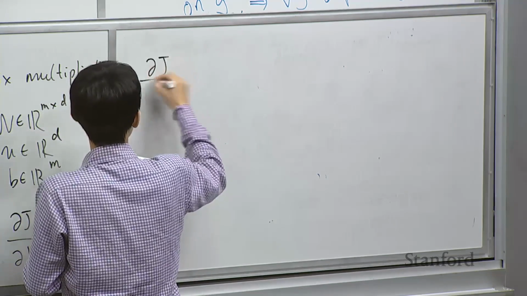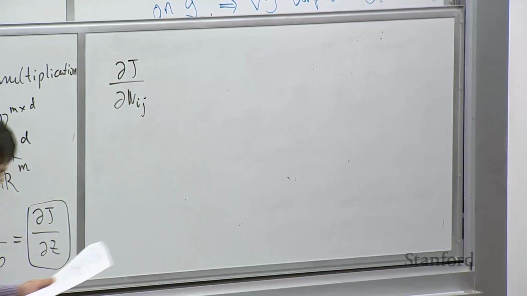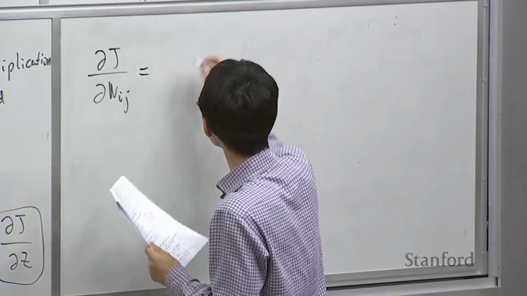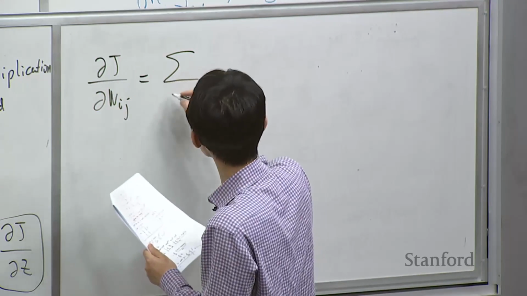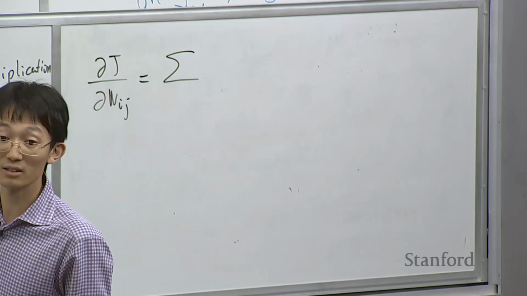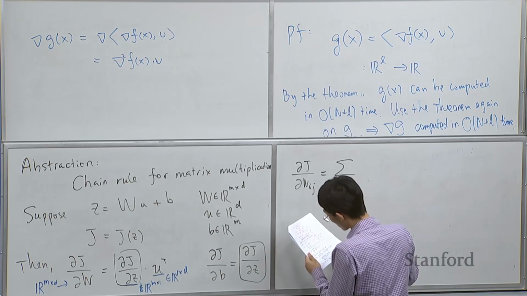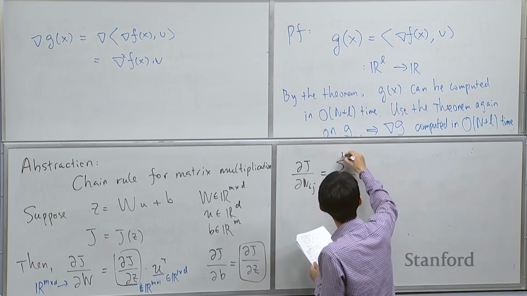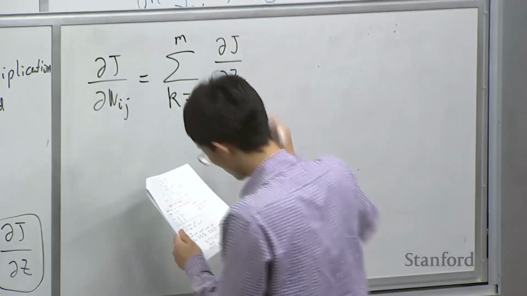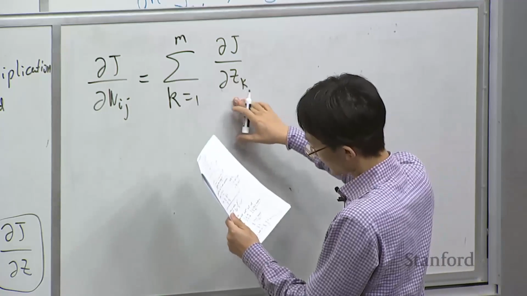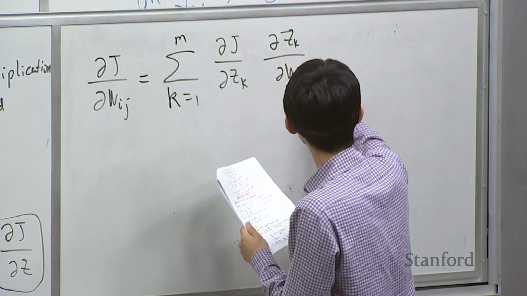So what you do is you look at the derivative with respect to any entry w_ij. And how do you do this? You use the most basic version of the chain rule. You loop over all the possible intermediate variables. What are the intermediate variables? These are the z's, right? It's very natural to use z as the intermediate variables. So I'm going to loop over all possible intermediate variables, k from 1 to m, and each z_k is one of the intermediate variables. So dJ over dz_k, and then dz_k over dw_ij.